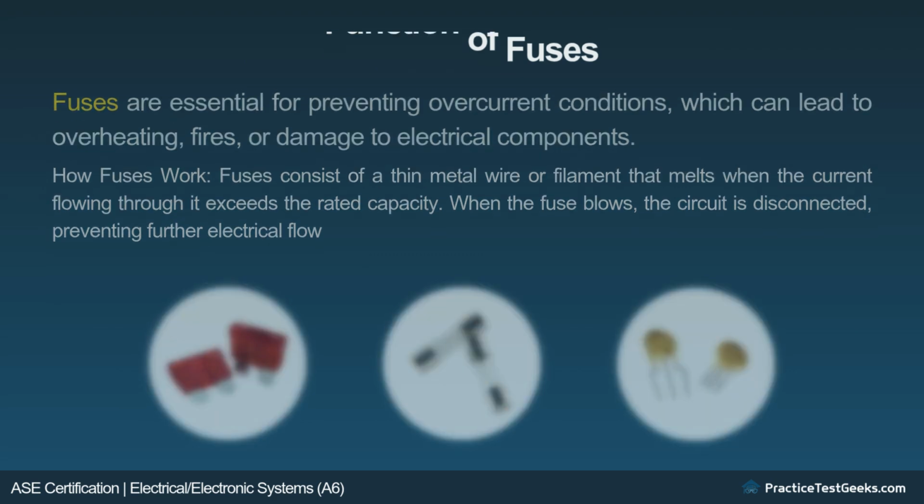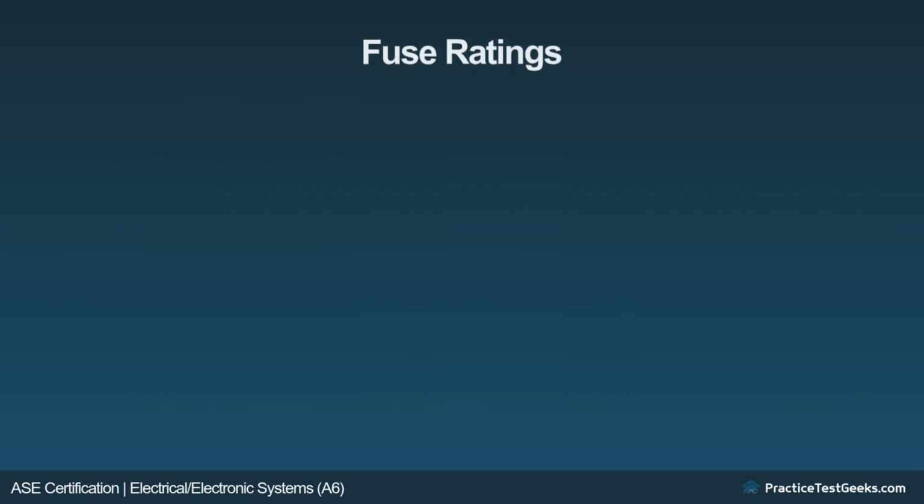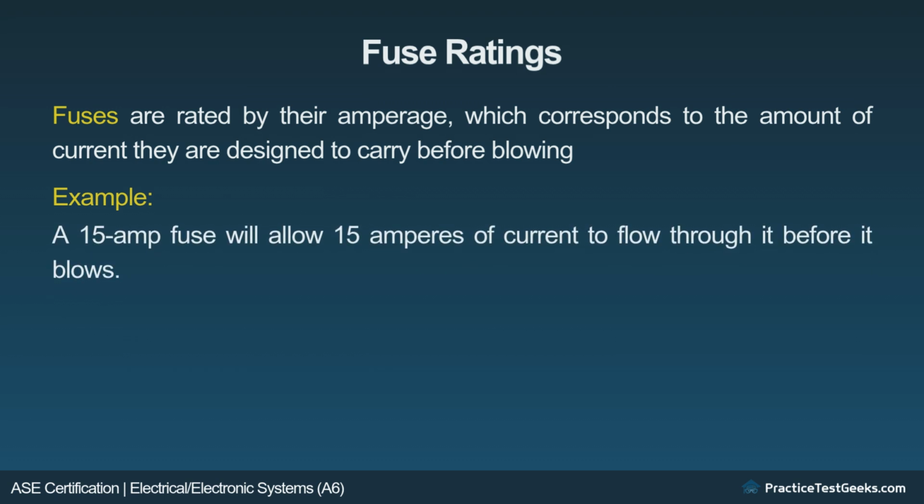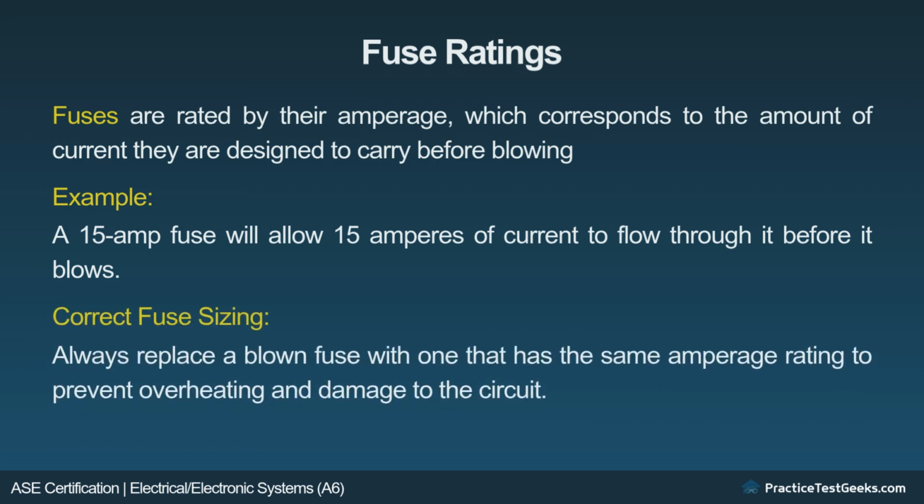Fuse ratings. Fuses are rated by their amperage, which corresponds to the amount of current they are designed to carry before blowing. Example: a 15-amp fuse will allow 15 amperes of current to flow through it before it blows. Correct fuse sizing. Always replace a blown fuse with one that has the same amperage rating to prevent overheating and damage to the circuit.